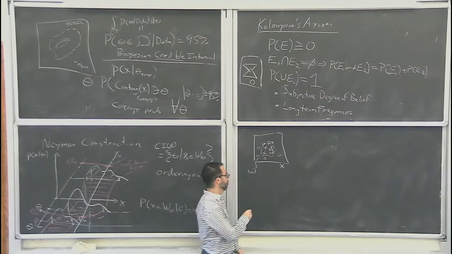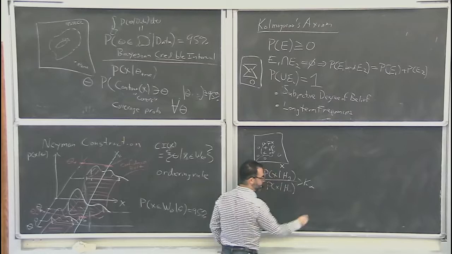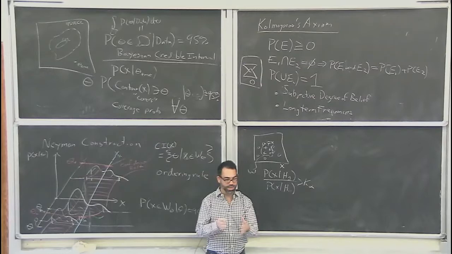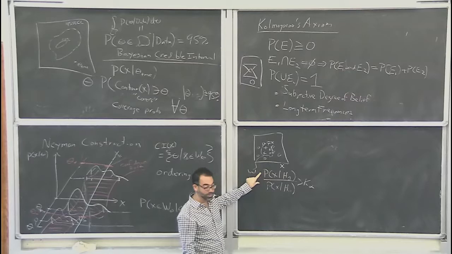I said P of X given H1 over P of X given H0 was bigger than K alpha. So this K was some contour, and I adjusted the contour to get my 95% or 5% or something like that. So this was a nice way of ordering high dimensional data, and it was optimal if you're doing simple hypothesis testing.